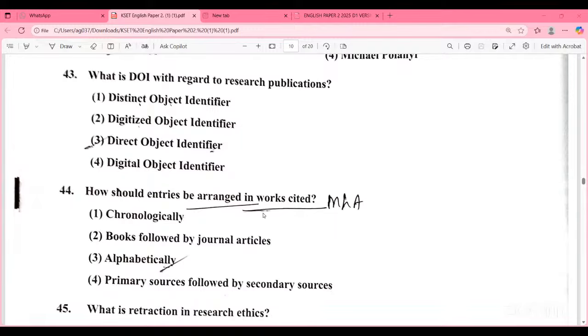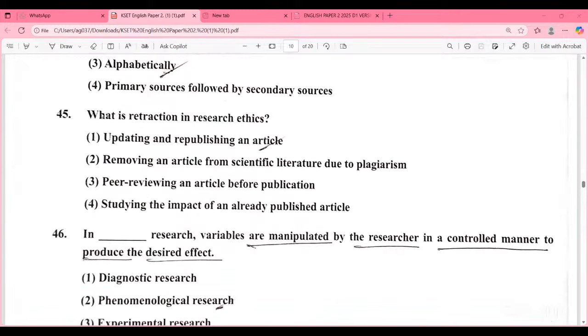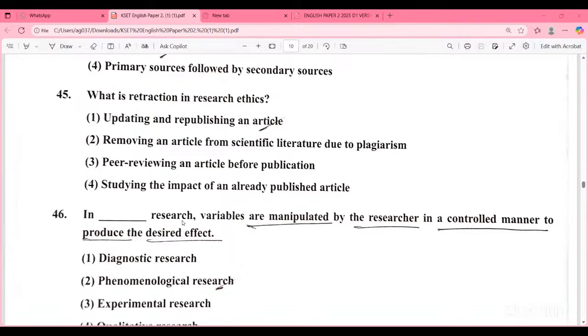How should entries be arranged in works cited? Chronologically, books followed by journal articles, alphabetically, or primary sources followed by secondary sources? The right answer would be alphabetically. Okay. What is retraction in research ethics? It is removing an article from scientific literature due to plagiarism. That's what we call retraction in research ethics.